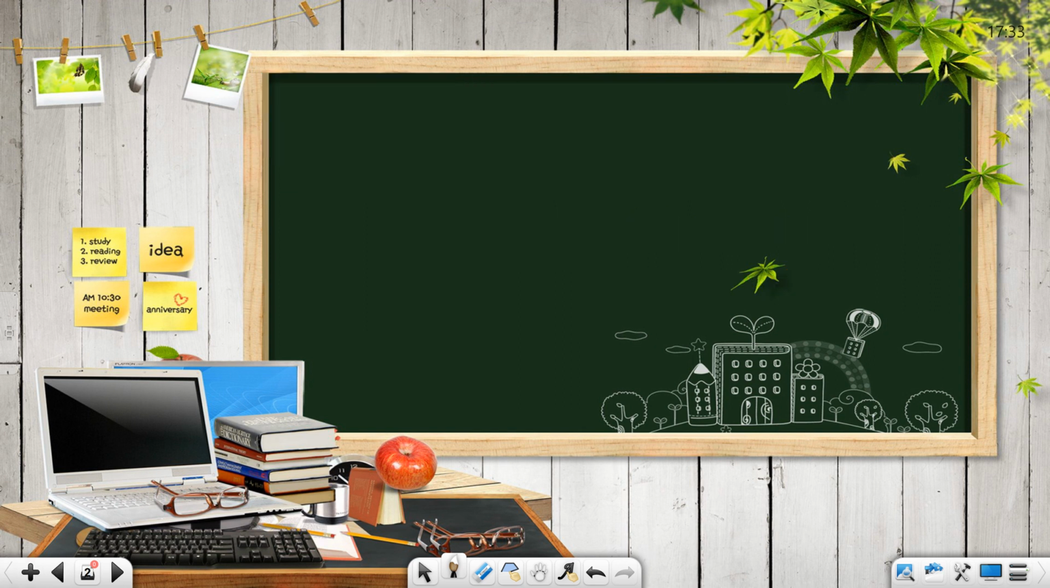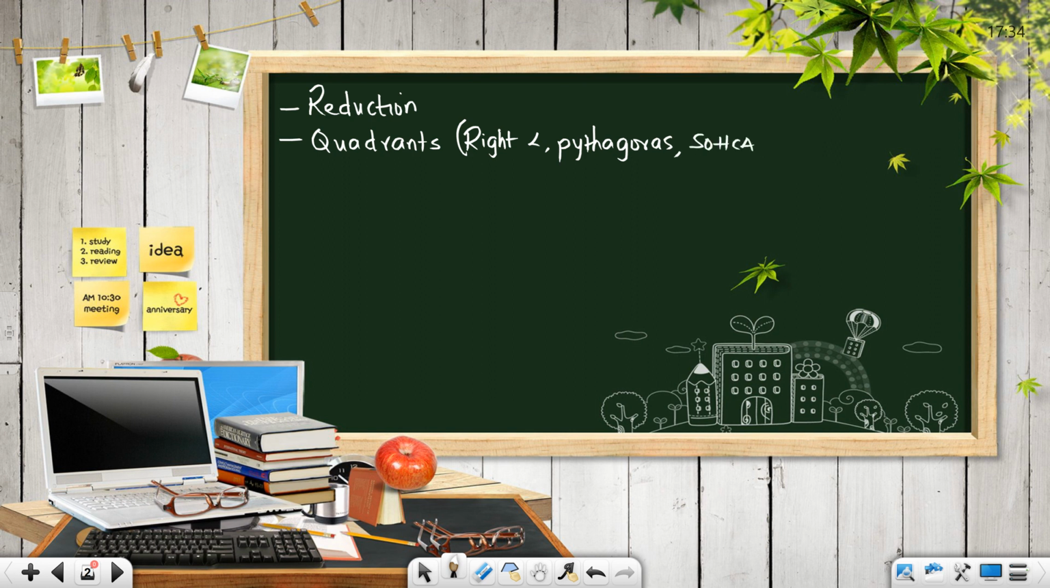6. I can make a checklist for you, just for you to be able to remember. The first one is, can you reduce? Reduction. Number 2, can you work with your quadrants? Quadrant is where you use your right angle. Okay. So you use your right angle here. What do we then use? If it's a right angle, we use what? Pythagoras. Then we use what? SOHCAHTOA.